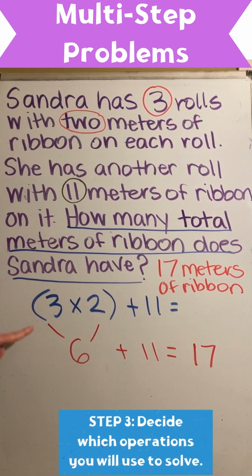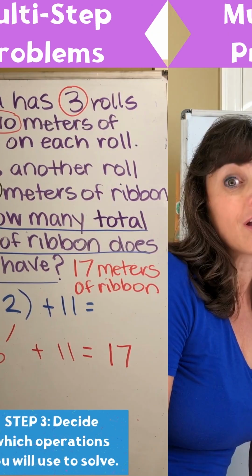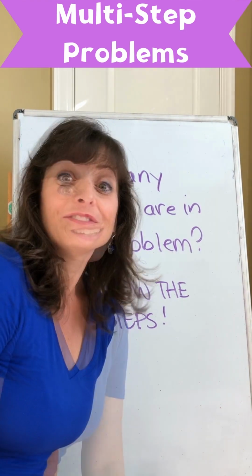First, you'll multiply 3 times 2, and then you'll add your additional 11 for a total of 17 meters of ribbon. Multi-step word problems, follow the steps.